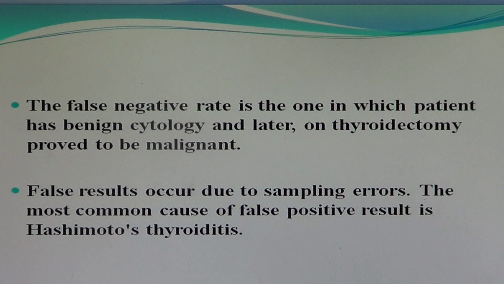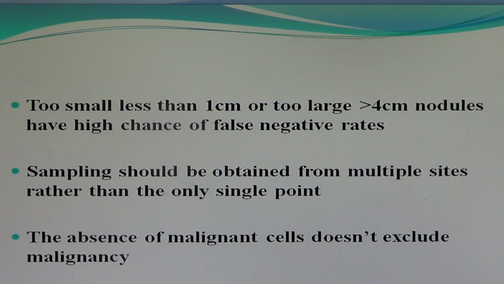The false negative rate is the one in which the patient has benign cytology and later on thyroidectomy proved to be malignant. False results occur due to sampling errors. The most common cause of false positive result is Hashimoto thyroiditis. In addition, if the nodule is very small, such as less than 1 cm, or too large, more than 4 cm, then there is a high chance of false negative rates.